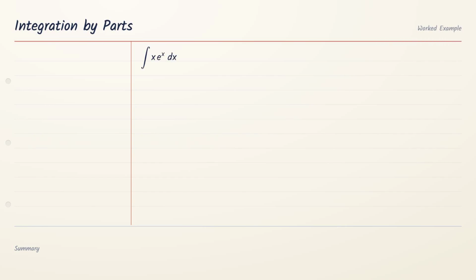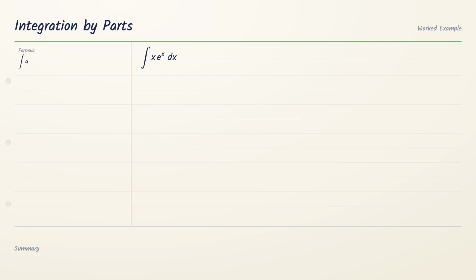Okay, we need to find the antiderivative of x times e to the x. The question asks us to use integration by parts, so that's exactly what we'll do. Integration by parts is the right tool here because we have a product of two different kinds of functions, a polynomial, x, and an exponential, e to the x. And there's no simple substitution that untangles them.